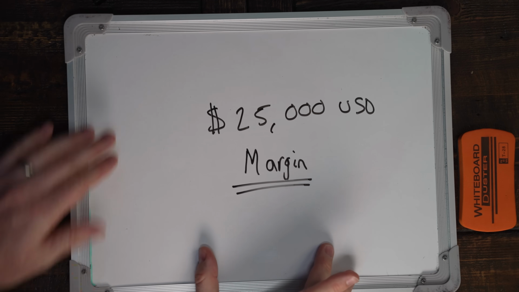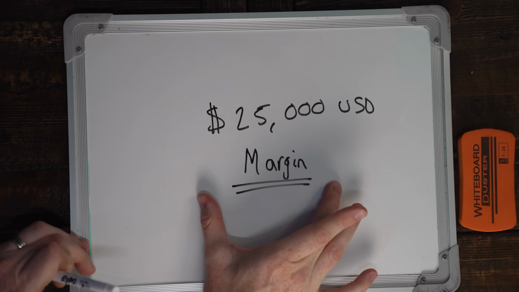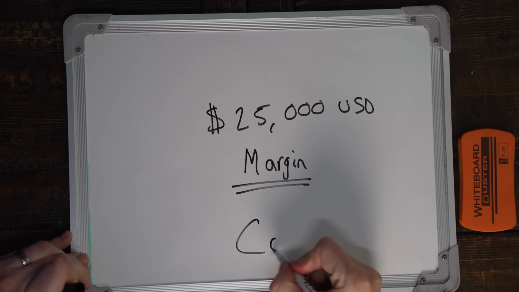What did the pattern day trader rule say? It said that if you're going to day trade 4 or more times in a 5-day period, which would be anyone who's a day trader, you need a minimum account balance of $25,000. Now, this only applied to margin accounts. So when we're trading, you have two different types of accounts that you can open. You've got a margin account, and then you have a cash account.